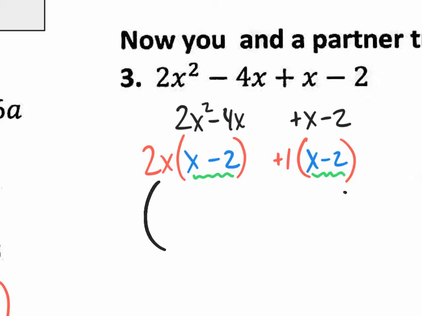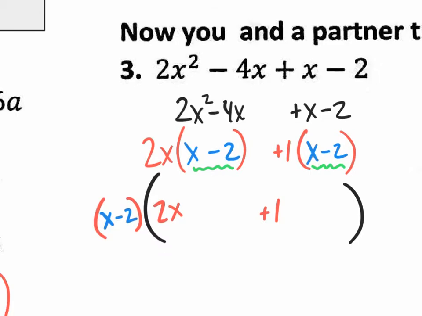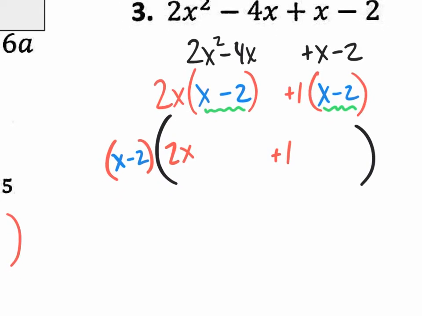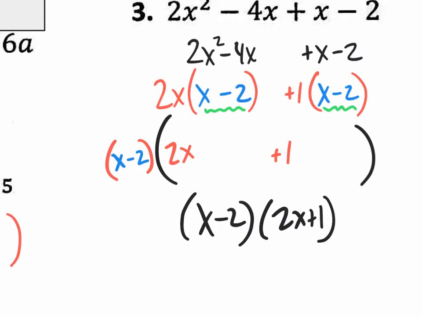I'm going to put some exaggerated parentheses. And out here, I'm going to pull out that common binomial in both groups of x minus 2. This guy and this guy come out. And on the inside, you just have a 2x and a 1 left over. Obviously, we don't want those exaggerated parentheses. Let's just go x minus 2, 2x plus 1. Okay?